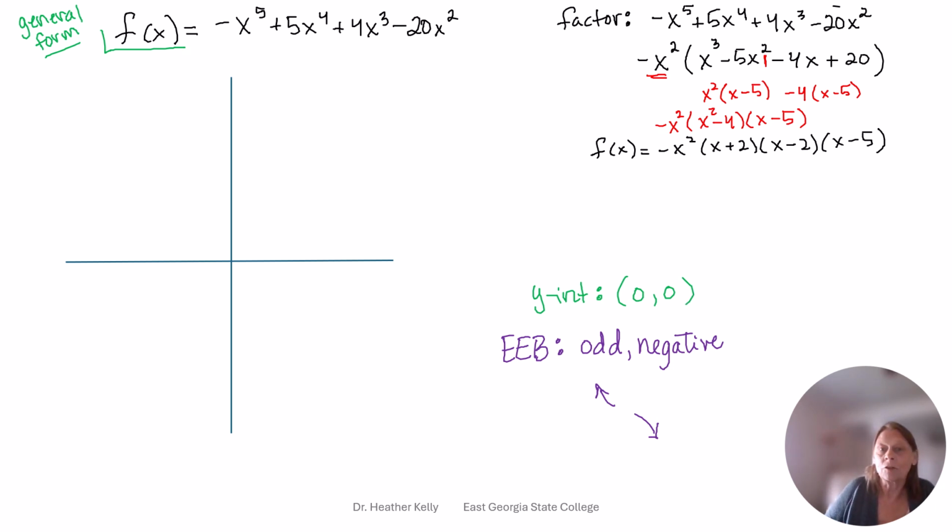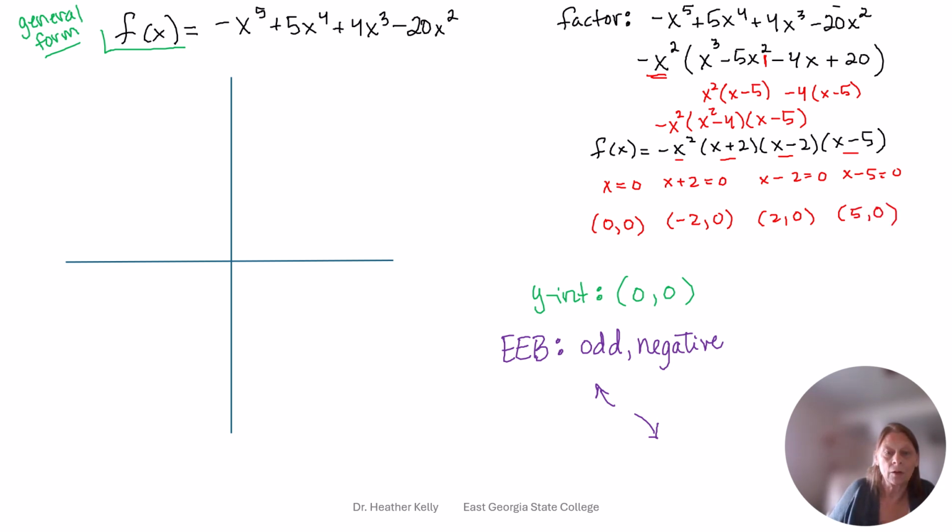Now, getting my x-intercepts, I set each one of these factors equal to 0, and there is 1, 2, 3, 4 factors to set equal to 0. So I have x is equal to 0, x plus 2 is equal to 0, x minus 2 is equal to 0, and x minus 5 is equal to 0. So our x-intercepts are going to be 0, 0, negative 2, 0, 2, 0, and 5, 0. All right, so we can just get to graphing this up.